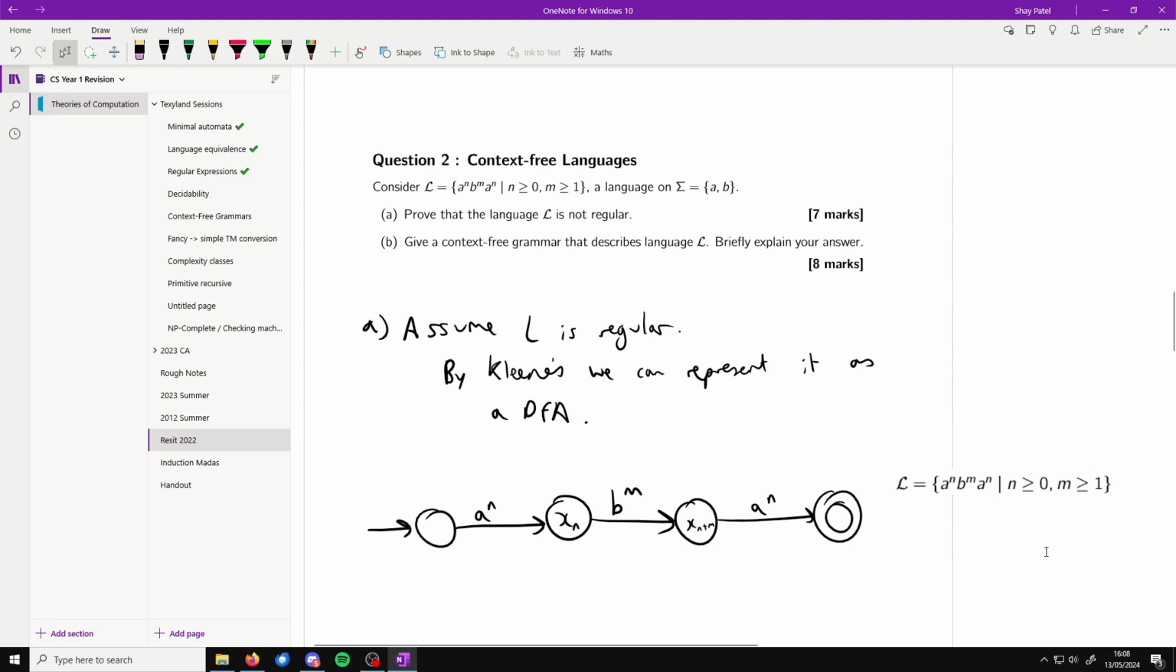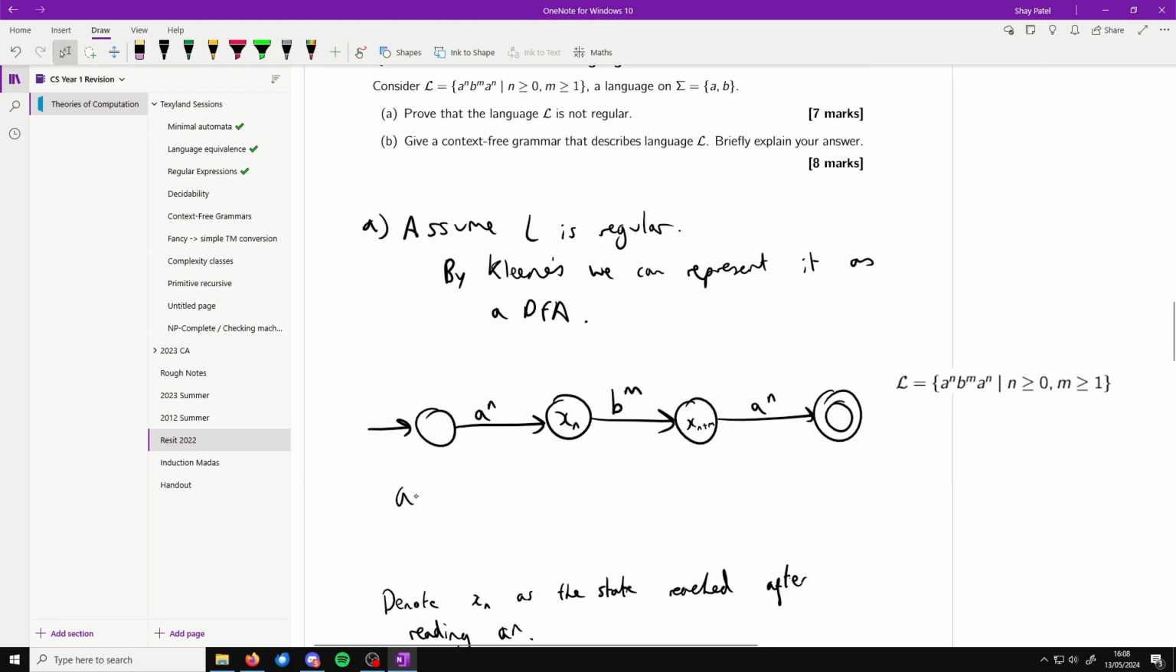Is it a subset? It will be a subset of a to the power of n, b to the power of n, and a to the power of n would be a subset of this, because it's just saying that we have everything where it's n, right? Yeah. And so instead of assuming L is regular, we assume L prime is regular, where L prime is that, right? Yeah.